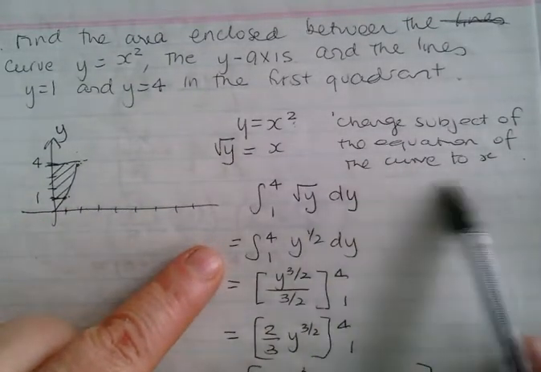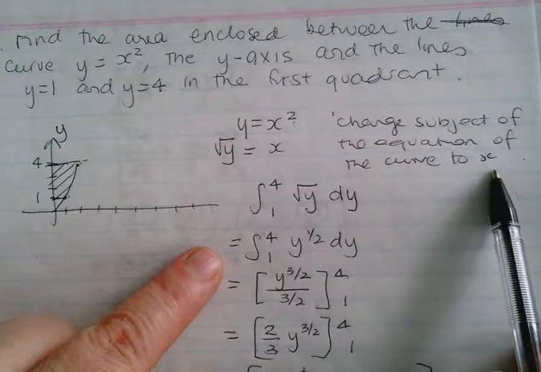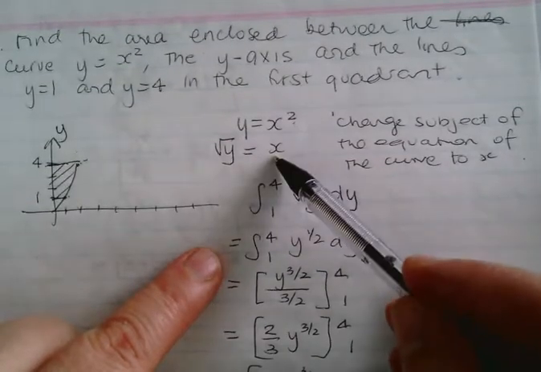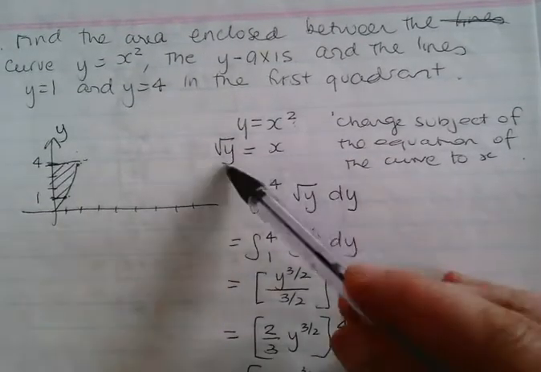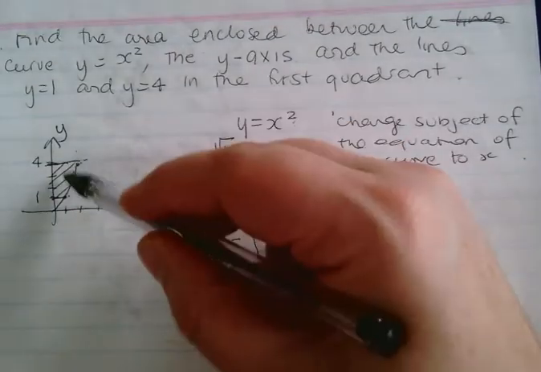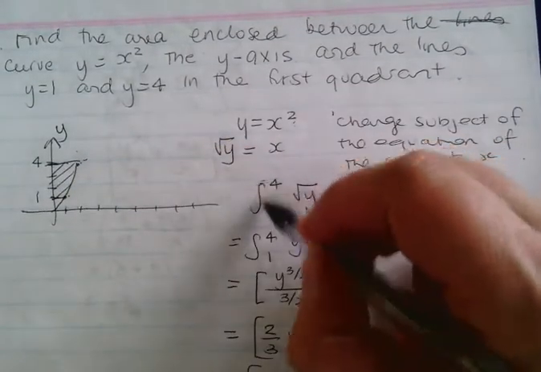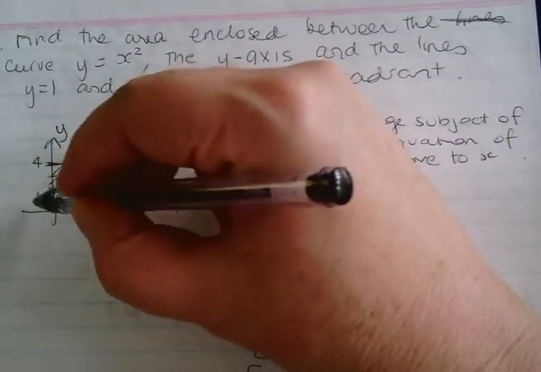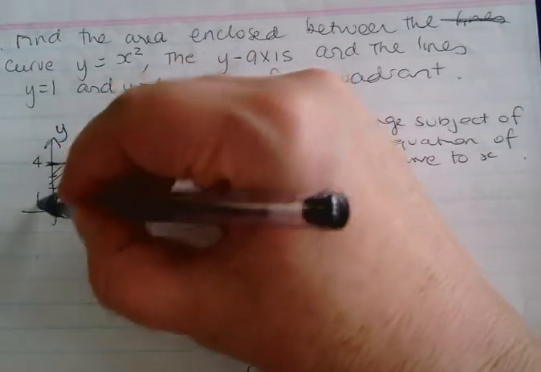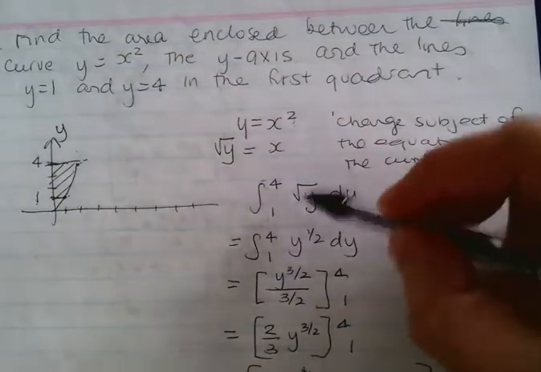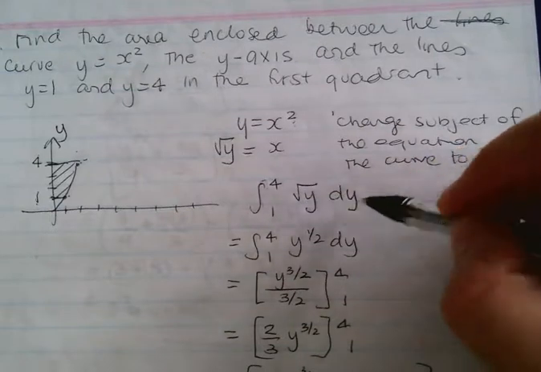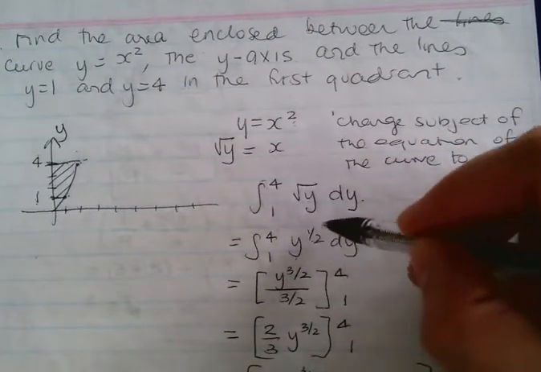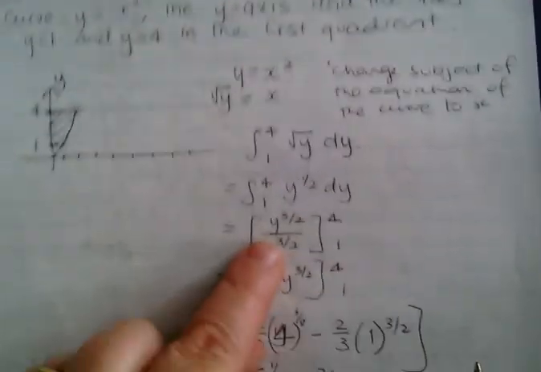So change the subject of the equation of the curve to x. So you have to square root both sides. So x is the positive square root of y. So if I want to find this area, it's the integral between the first y value and the second one, the higher one first, then the second one, of the square root of y dy. Now the square root of y is y to the power of a half dy.